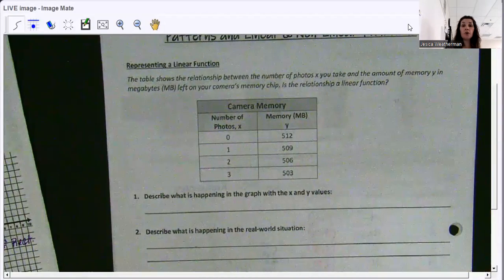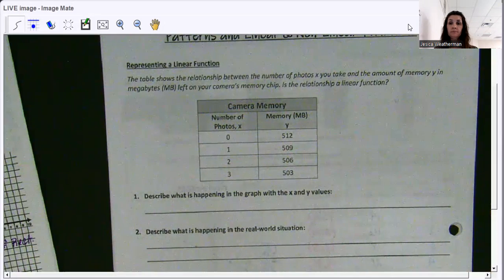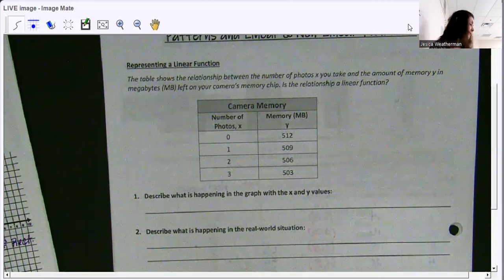All right, so let's go to page 4. So this is another big problem. So what we're going to do is I'm going to start you off on it, and then I want you to try to work through some of this on your own just to see if you were able to grasp what we did in the first example. Okay, so let's look at this.